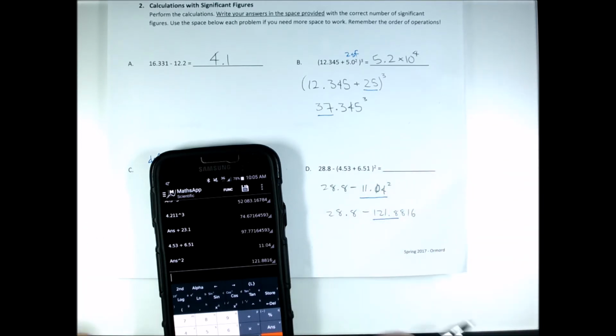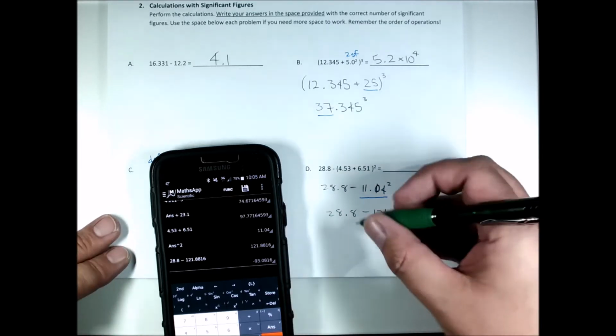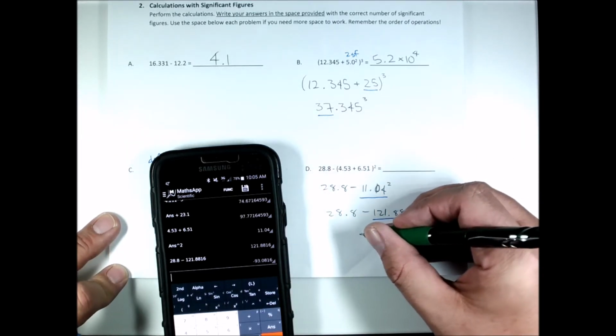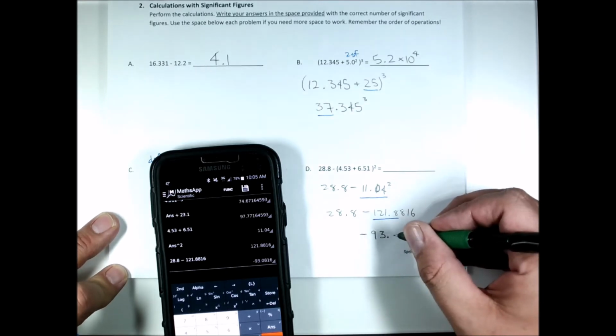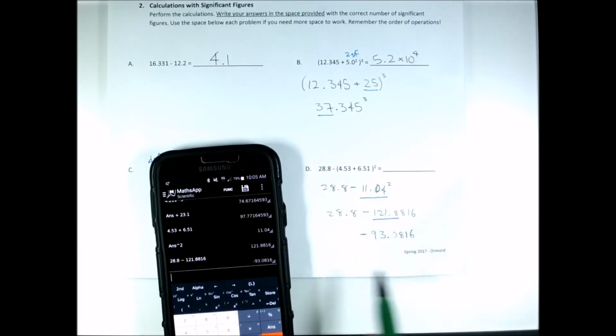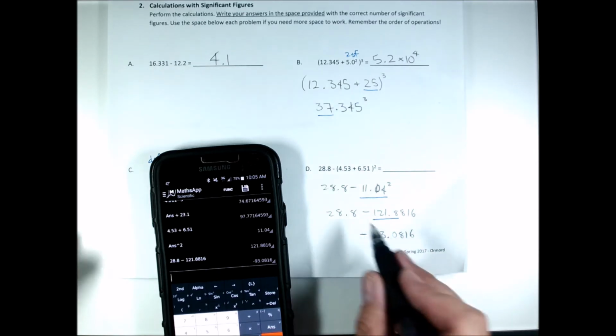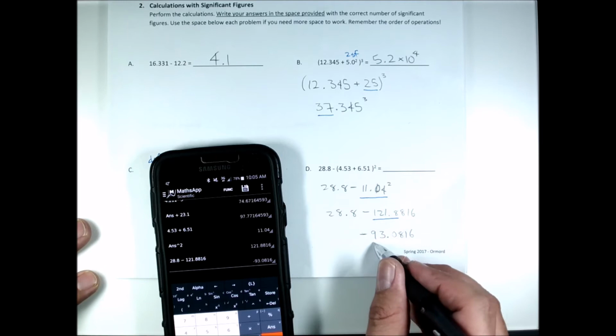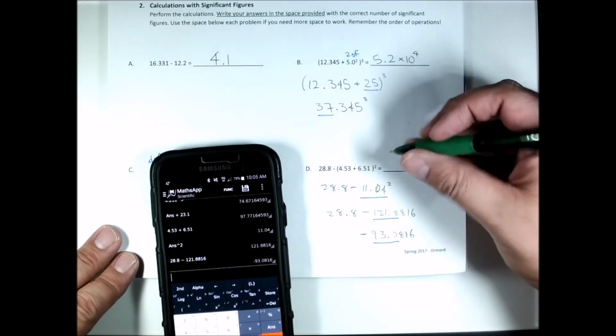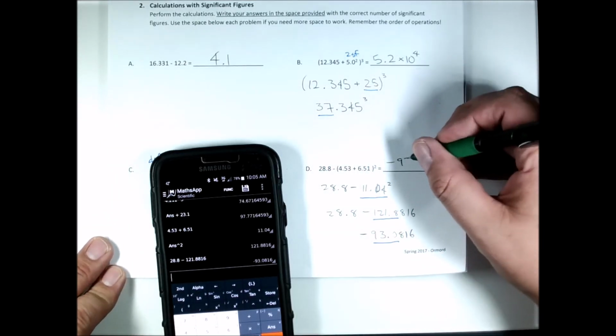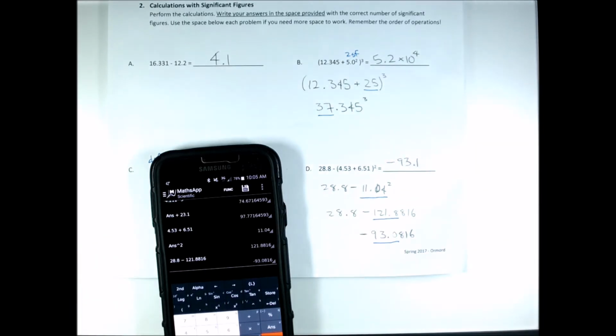And I guess I could just go ahead and take 28.8 minus 121.8816, and getting a negative value does not matter. We still follow the sig fig rule the same way if the numbers are positive or negative. All right, so how many sig figs in this final answer? 3. Should be 3, because we each have 1 decimal place of significance. So my final answer for this one is going to be negative 93.1.